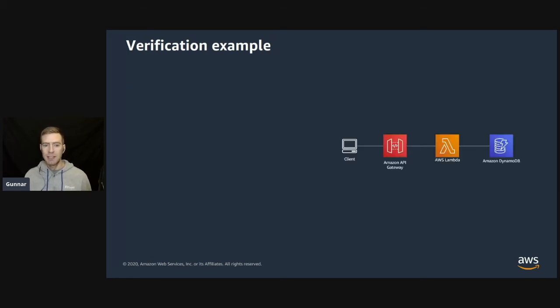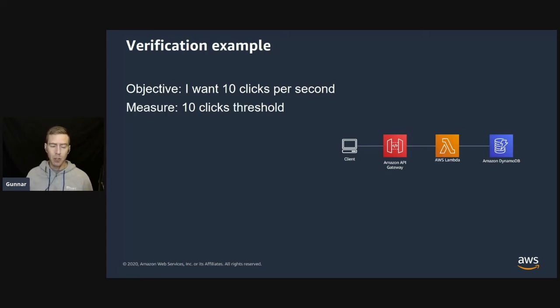Next one, we have the same simple serverless web service. And in this case, we have a business metric. I want 10 clicks per second for this web service. So we set up a measure, a 10 clicks threshold. We, of course, need to be able to measure our clicks and then set that metric.